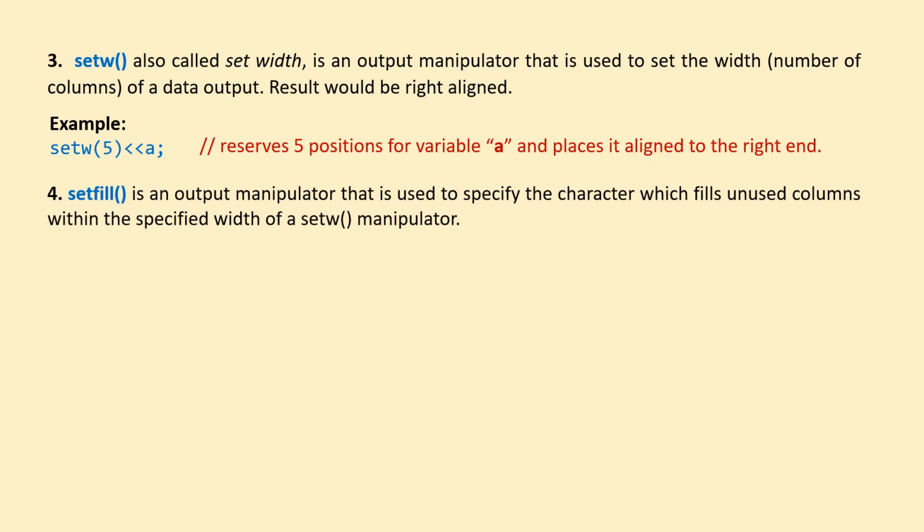It reserves 5 positions for variable A, and places it aligned to the right end. Next is the setfill function. It is an output manipulator that is used to specify the character which fills unused columns within the specified width of a setw function manipulator.